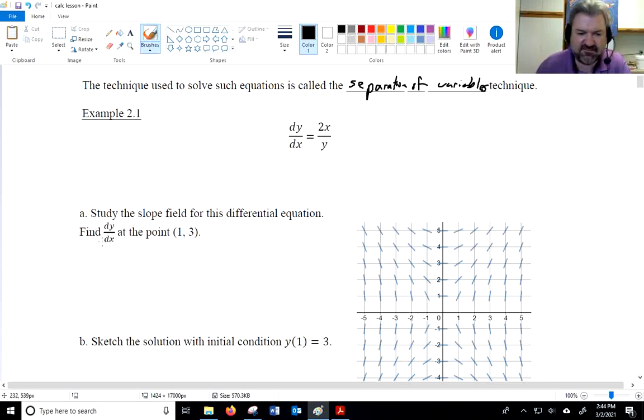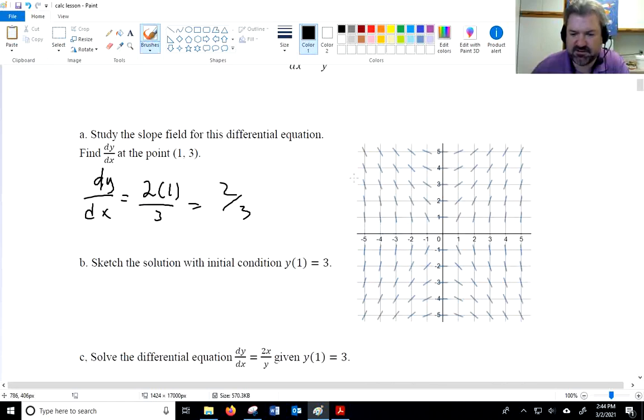So to find the exact slope at (1, 3), I simply evaluate there. dy/dx is equal to 2 times 1 over 3. So it turns out that it's 2/3. Let's sketch the solution with an initial condition of y(1) equals 3. So if y(1) is equal to 3, it appears that the curve would go this way until it reaches here and starts to curve up and go around that diagonal. And here is where it's flat, and then it curves back up towards this diagonal.